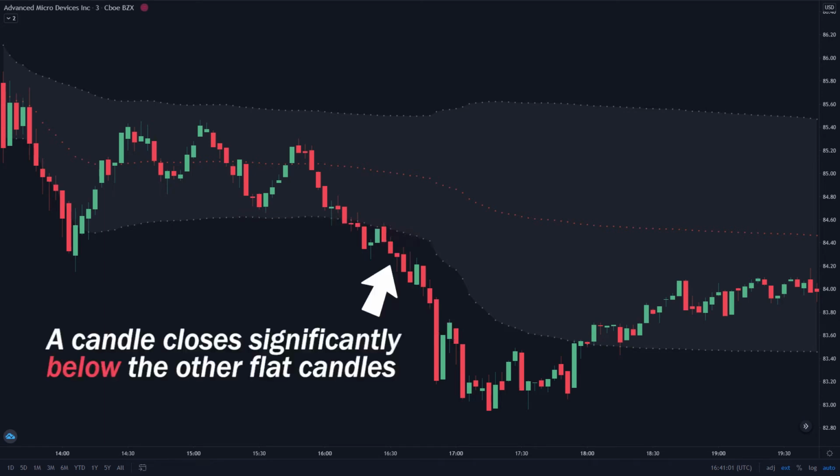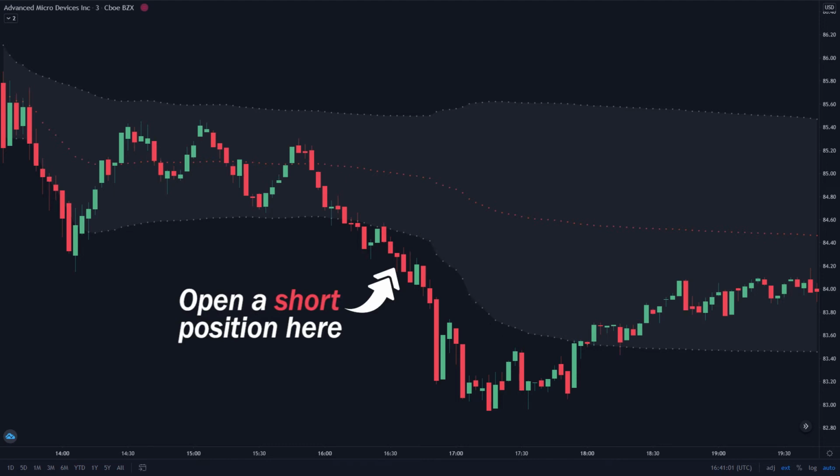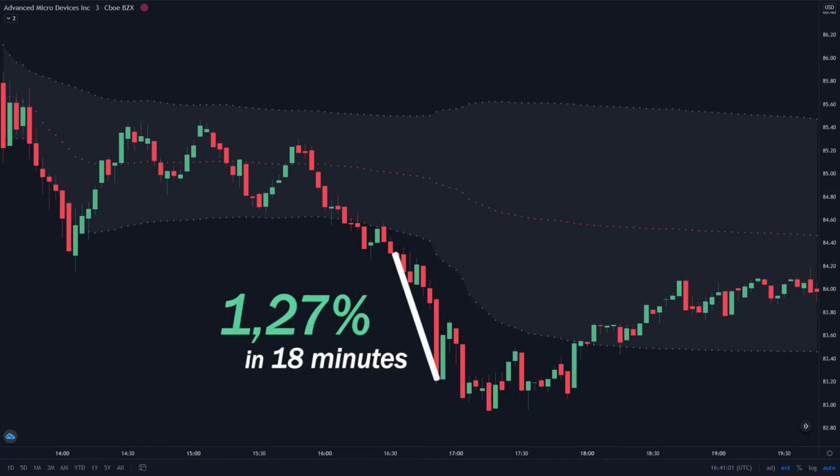This candle here closes below these directionless candles. So this would be my confirmation that the price might explode to the downward side. So I take a short position here. And this could be a potential 1.27% in 18 minutes. But of course, it is very hard to time the bottom like this. So realistically, I'd close my trade at the next candle that closes above this candle.